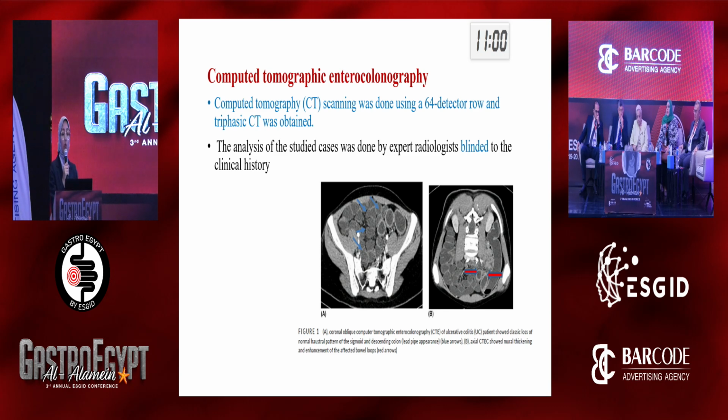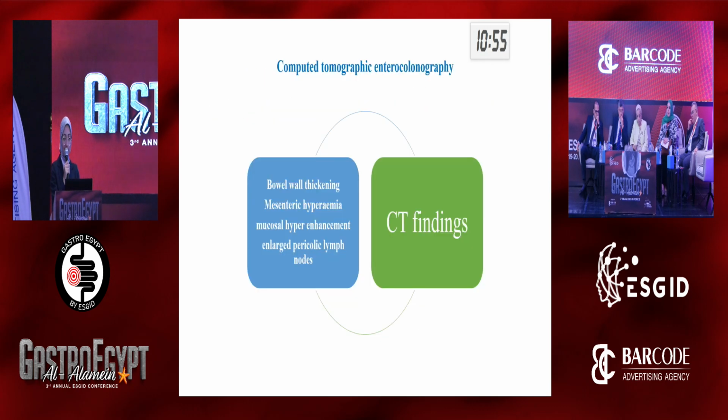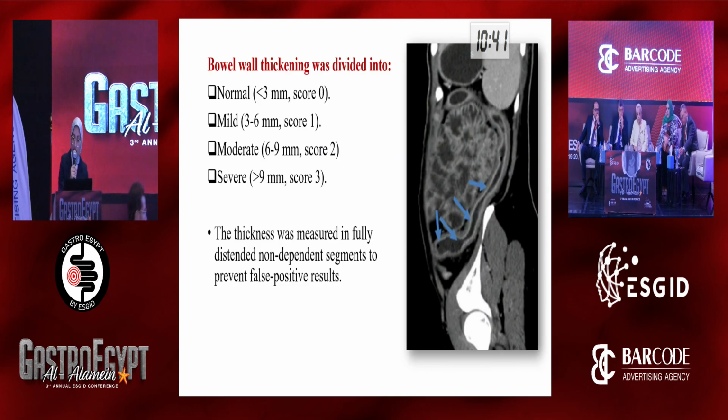CT enterocolonography was done using a 64-detector row, and triphasic CT was done for all cases. The parameters assessed were bowel wall thickening, mesenteric hyperemia, mucosal hyperenhancement, and enlarged pericolic lymph nodes. Bowel wall thickening was further divided into normal, mild, moderate, or severe, with score 0 for thickness less than 3 millimeters, mild from 3 to 6 millimeters, moderate from 6 to 9 millimeters, and severe more than 9 millimeters.